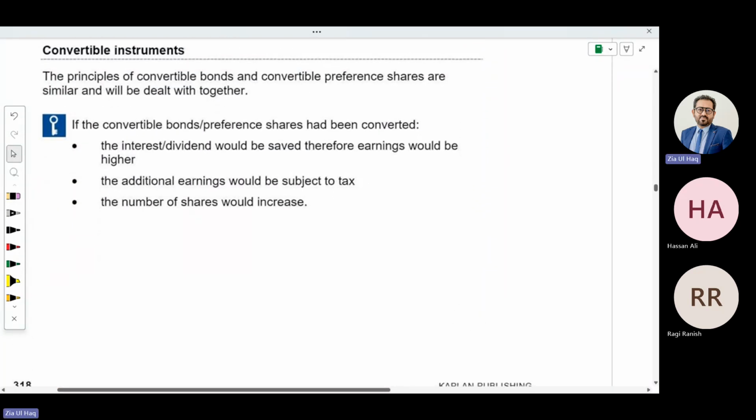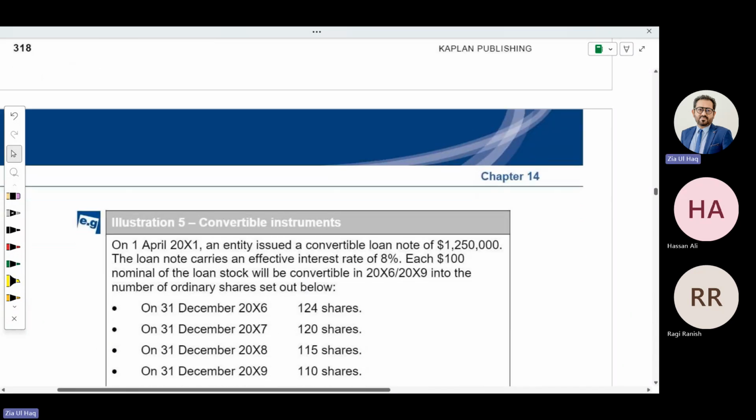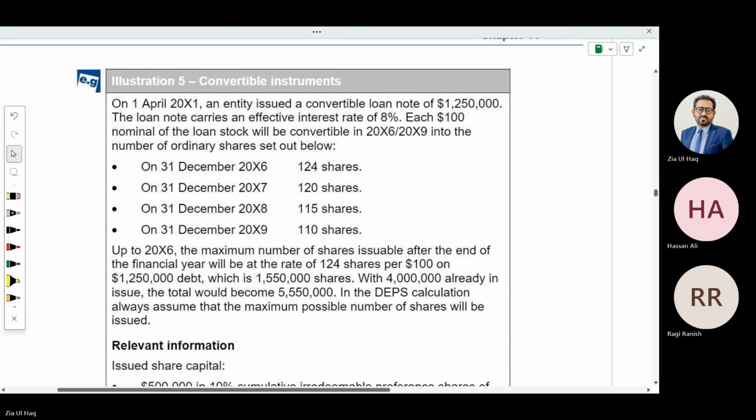We have explained here dividend, tax, additional earning, interest. See this illustration. On 1st April 2021, an entity issued a convertible loan note of 1,250,000. This is the convertible debt amount. The loan note carries an effective interest rate of 8%. Each $100 nominal of loan stock will be convertible in 20x6 to 20x9. I mean, they can redeem either in 20x6 or later, into the number of ordinary shares set out below: 124 shares, 120 shares, 115 shares, 110 shares.